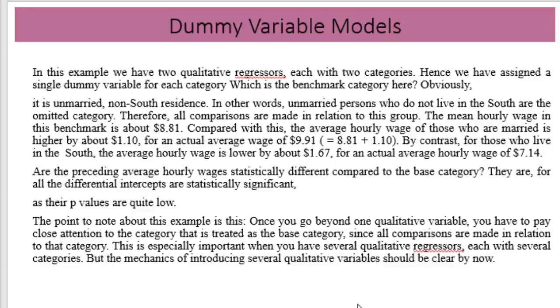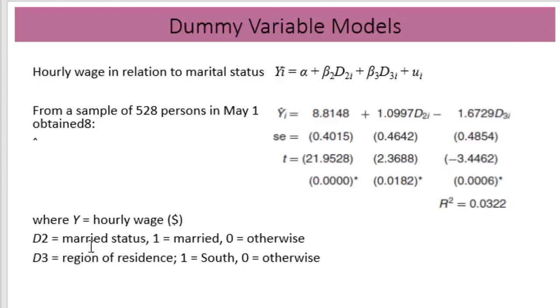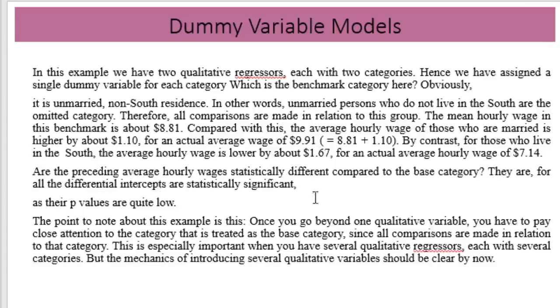Hence, we have assigned a single dummy variable for each category, which is the benchmark category. In the above example, we have two qualitative variables each with two categories. Hence, we have assigned a single dummy variable for each, and the benchmark category here is the unmarried non-south residents. The difference here is that the benchmark is not married south. Here the benchmark is unmarried non-south. This is an important precaution to be used.